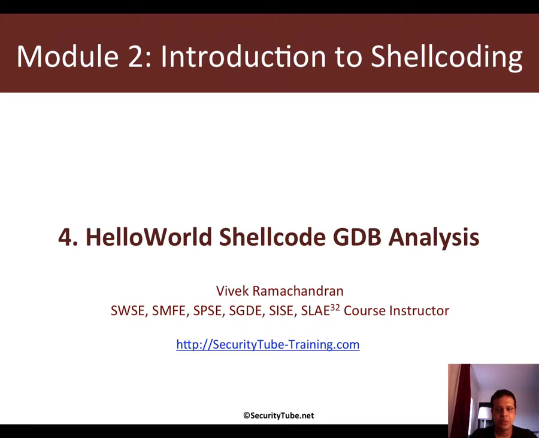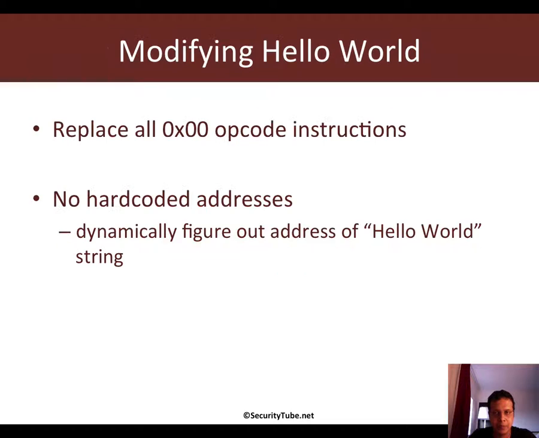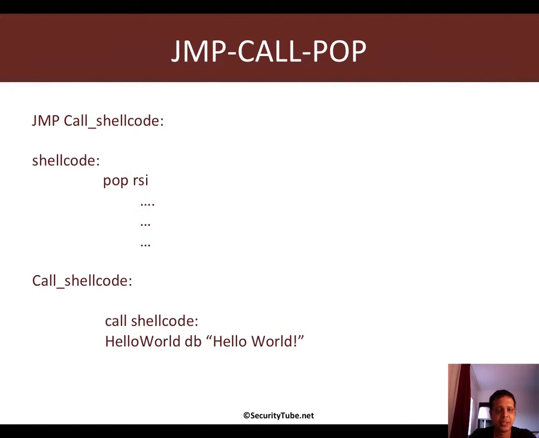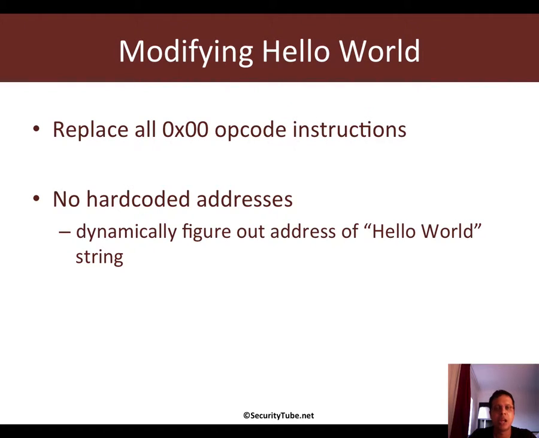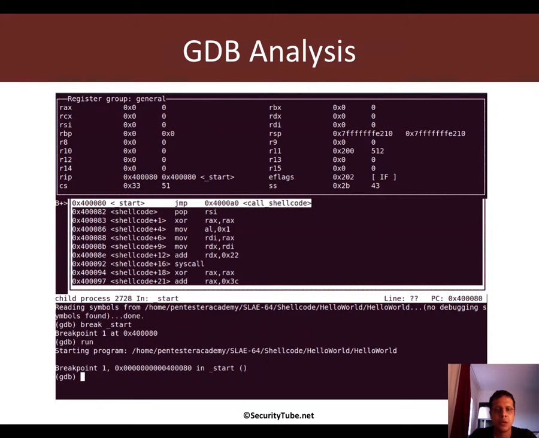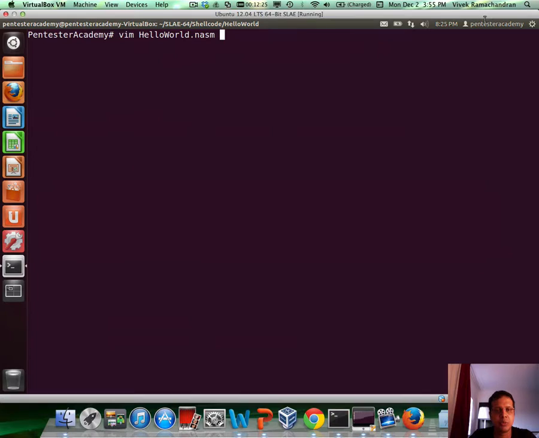Now in this video, we will take up the Hello World shellcode analysis using GDB. Just to jog your memory, we created the Hello World shellcode. We removed all the hard-coded addresses using the jump call pop technique, and then we went ahead and removed all the null opcode instructions and replaced them with non-null or non-zero opcode instructions. Now let's analyze this with GDB so that we are very sure about how the shellcode works. So let's jump right in.